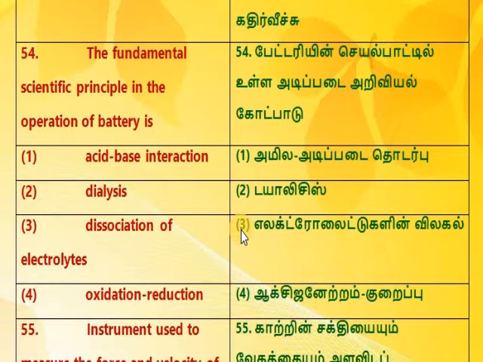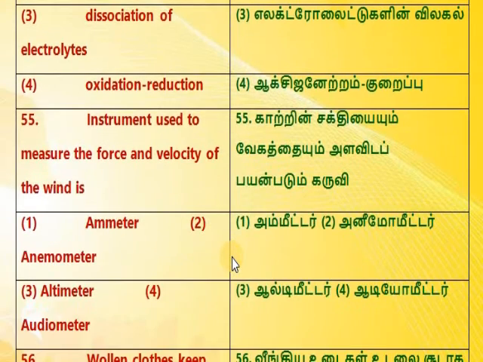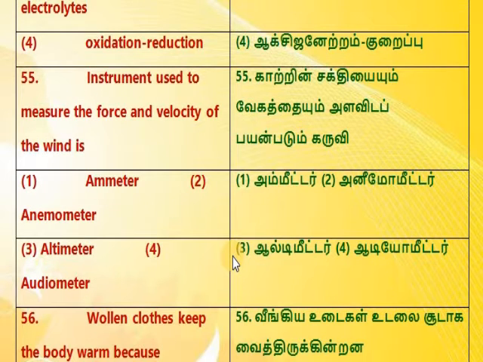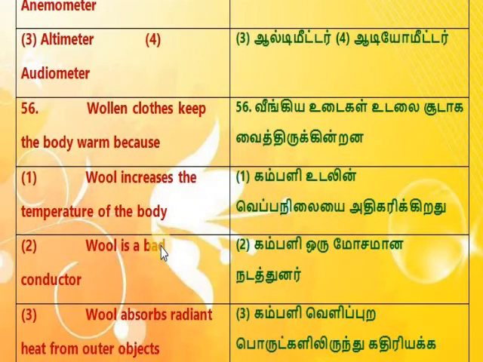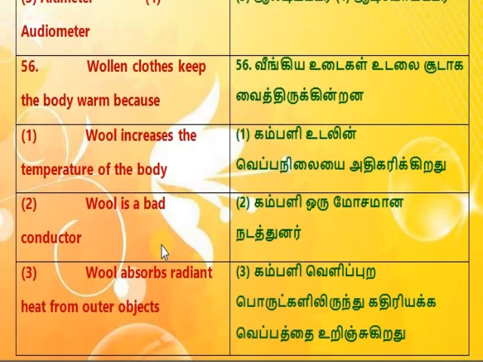54. The fundamental scientific principle in the operation of battery is: 1. Acid-base interaction, 2. Dialysis, 3. Dissociation of electrolytes, 4. Oxidation reduction. 55. Instrument used to measure the force and velocity of the wind is: 1. Ammeter, 2. Anemometer, 3. Altimeter, 4. Audiometer.